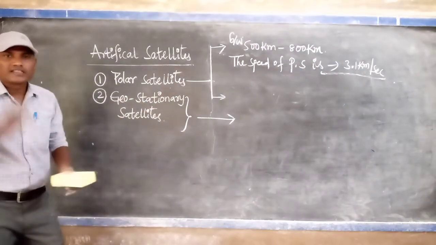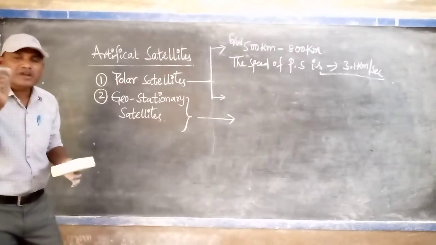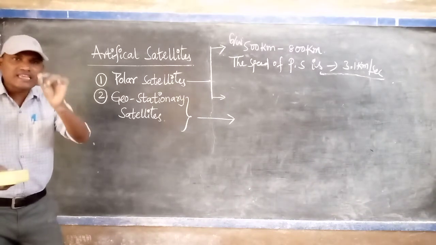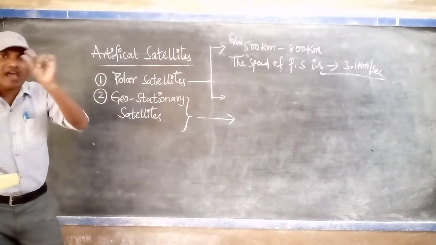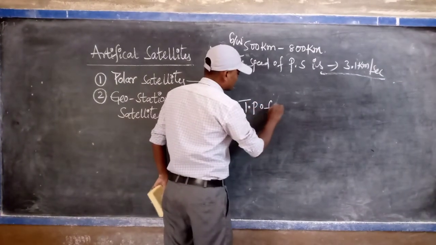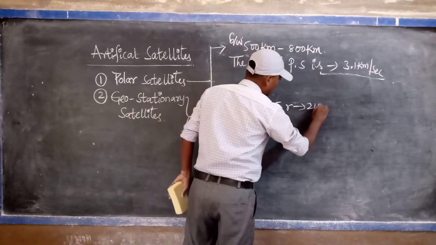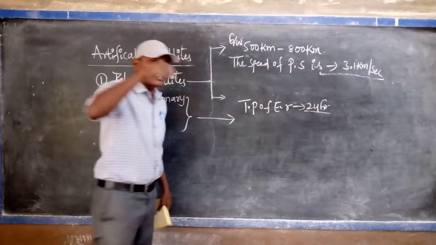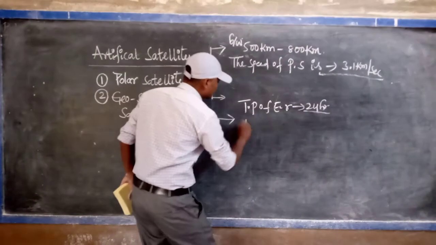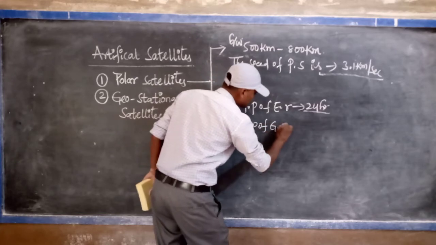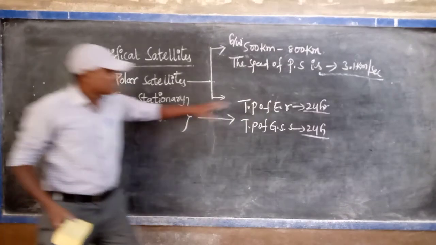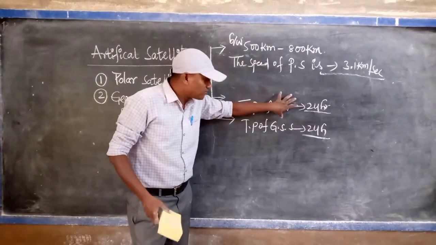Listen very carefully. The satellites whose time period of revolution is nearly equal to the time period of earth's rotation. What is the time period of earth's rotation? It means 24 hours, we know that. The earth rotates around itself, and it takes 24 hours. Then the time period of a geostationary satellite is also 24 hours.